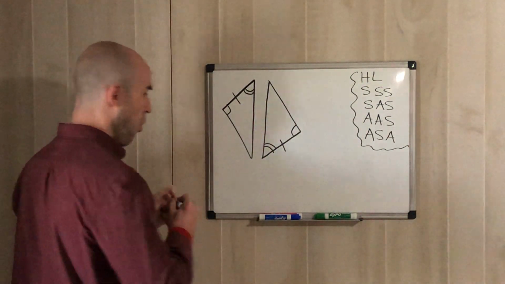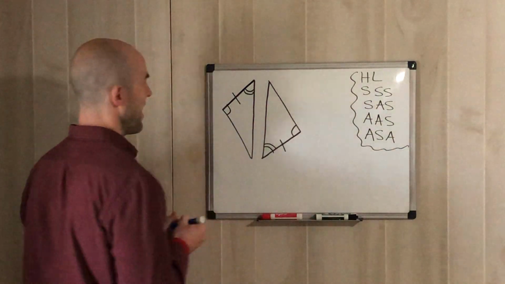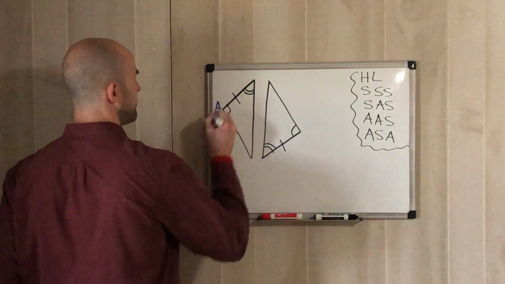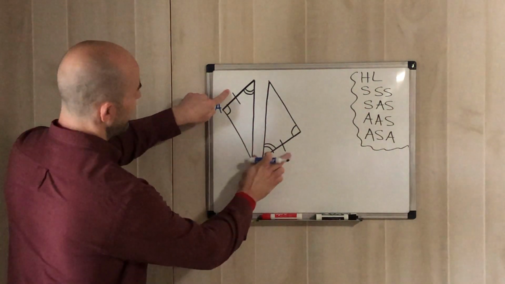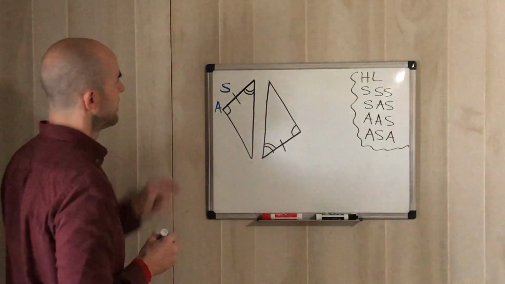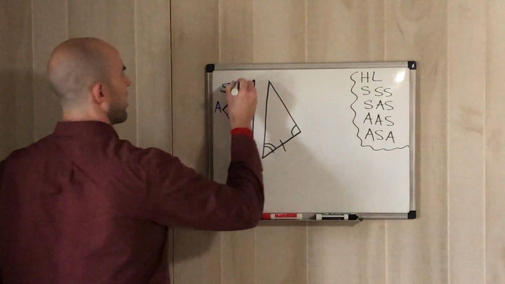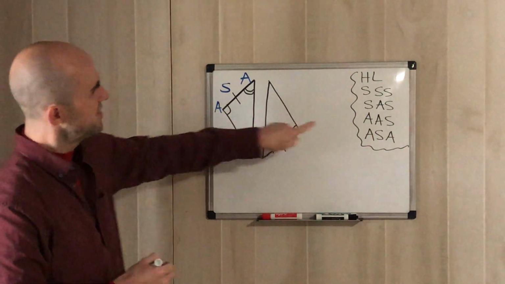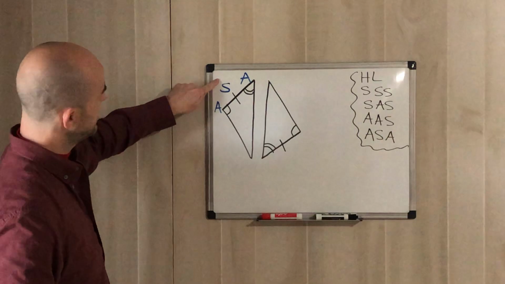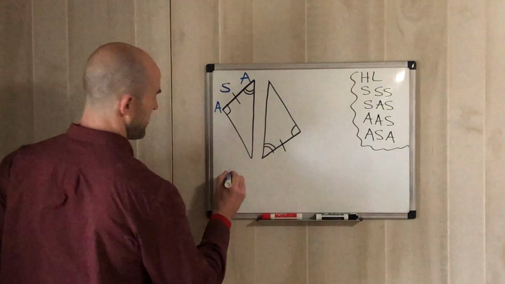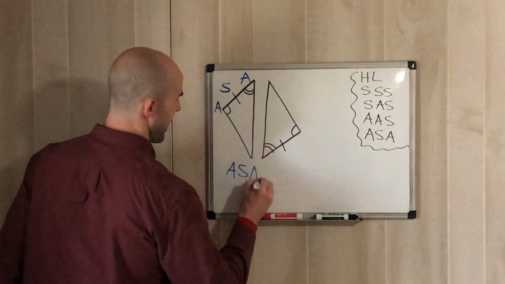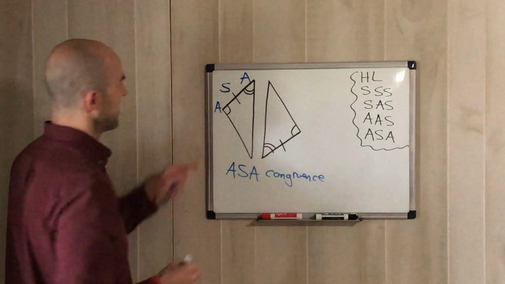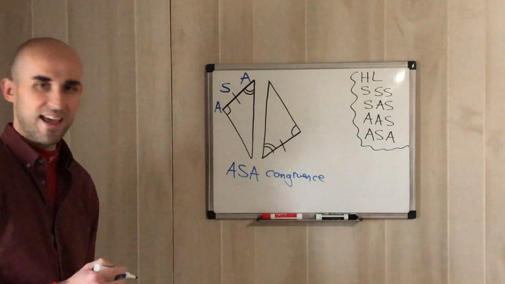So let's label now what we do have. So let's see what we have. That has one curve, that has one curve, so that's an angle. That's a side, label that with a side. That has 2 curves, that has 2 curves, that's an angle. And then we see, it's 2 angles and a side, so it's one of those 2. But the side is between those angles, so if the side is between those angles, we know that it's ASA congruence, right? ASA congruence.